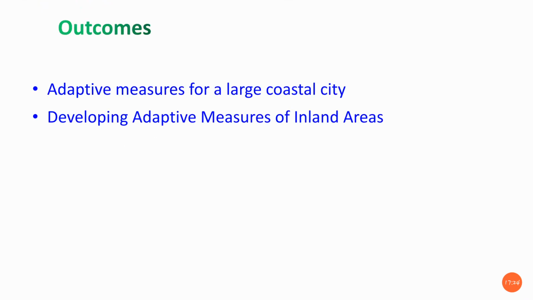What is the main outcome of this? Adaptive measures for coastal cities and adaptive measures for inland areas, because these two have distinctive characteristics available in the coastal as well as the inland parts of India. According to the requirement, we need to adopt different types of strategies to address the issues.